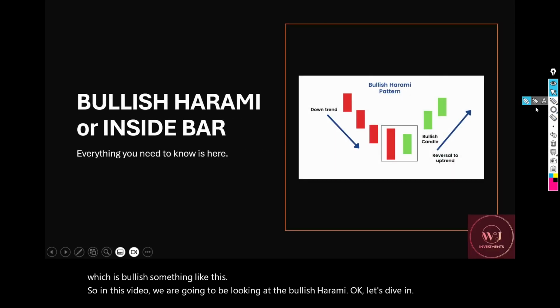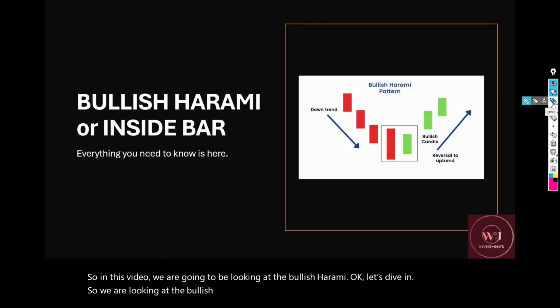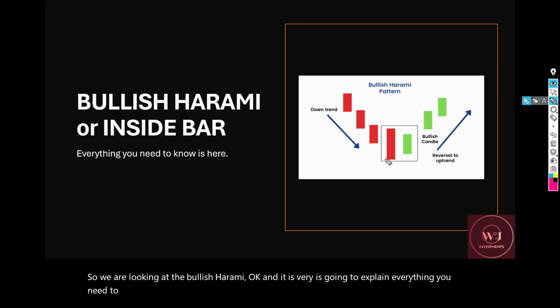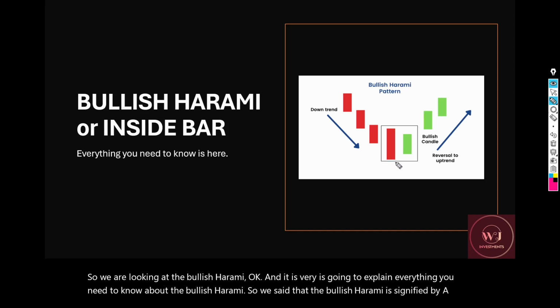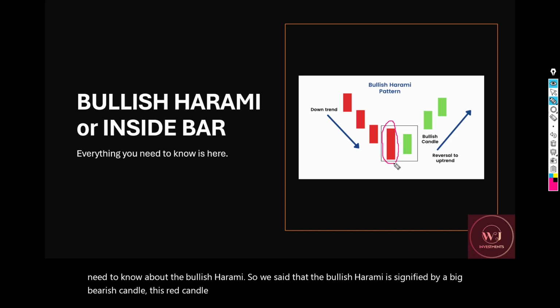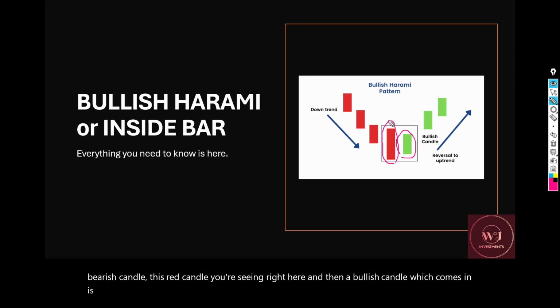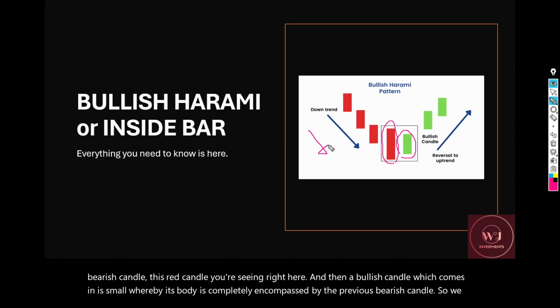So we are looking at the bullish harami, okay? And this video is going to explain everything you need to know about the bullish harami. We said that a bullish harami is signified by a big bearish candle, this red candle you're seeing right here, and then a small bullish candle which comes in, whereby its body is completely encompassed by the previous bearish candle. So we are on a series of a downtrend, okay?